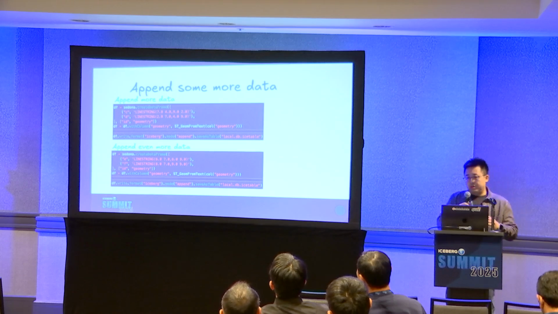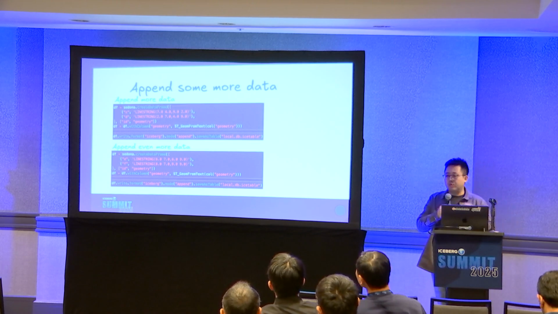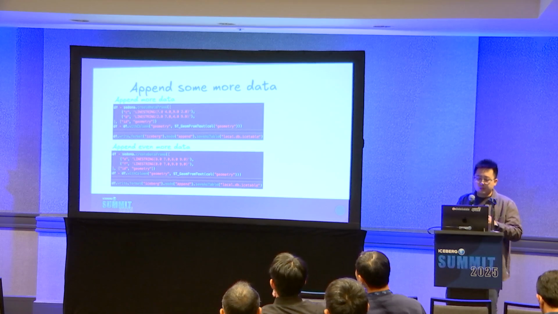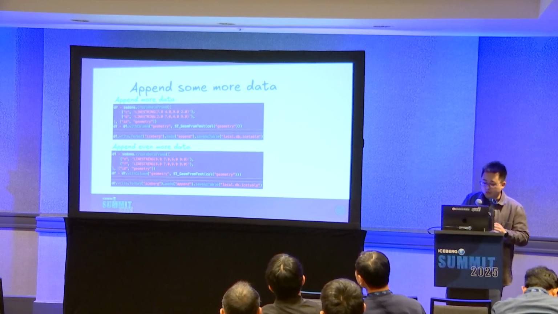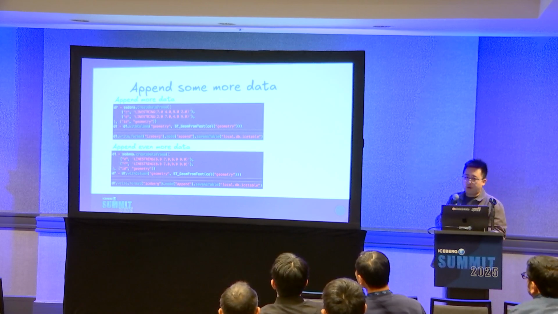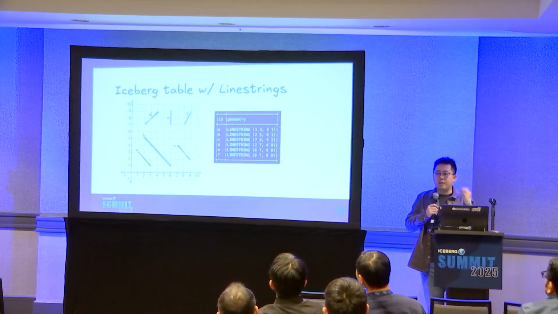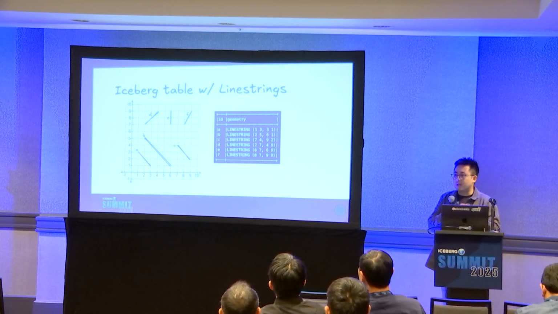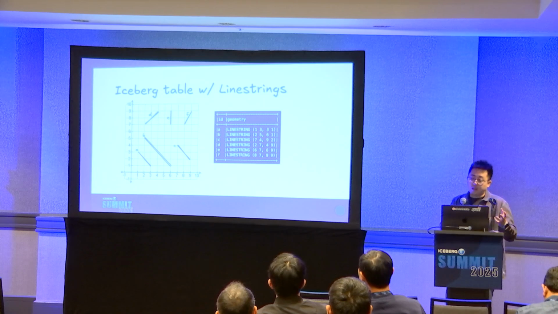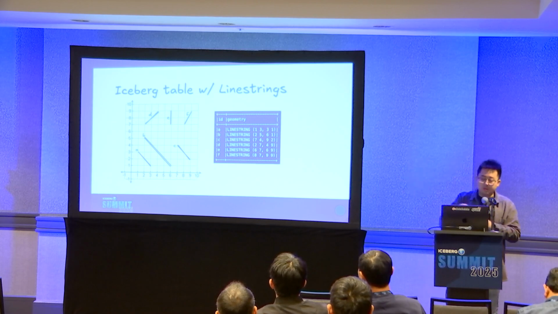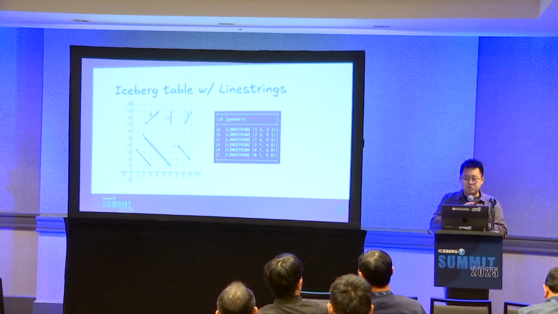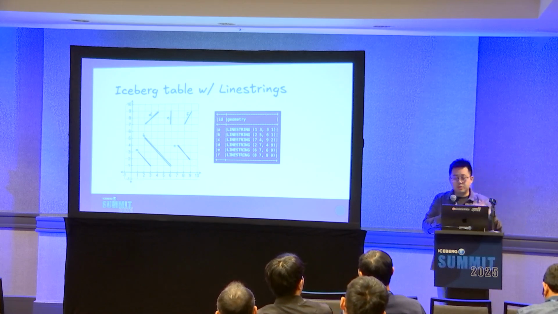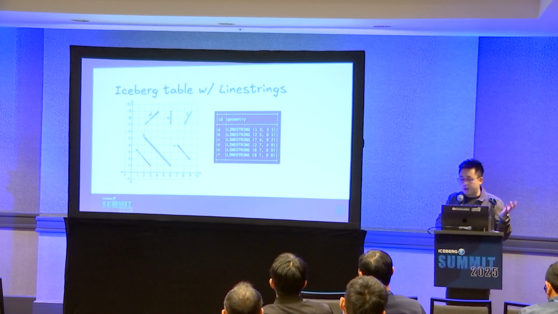Let's add more data to the table. Let's do two more operations. In the second operation, we insert two records, C and D. In the third operation, two more records, E and F. Okay, guess how many records we have so far? 6, right? We did that through 3 append operations, or 3 transactions, and that gave us 6 records in the table. If we visualize all the records in the table on a map, it's going to look like this. Each line string is a line segment defined by 2 points. We have A, B, C, D, E, F.